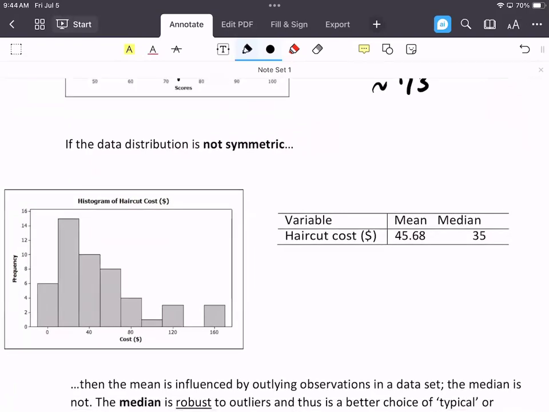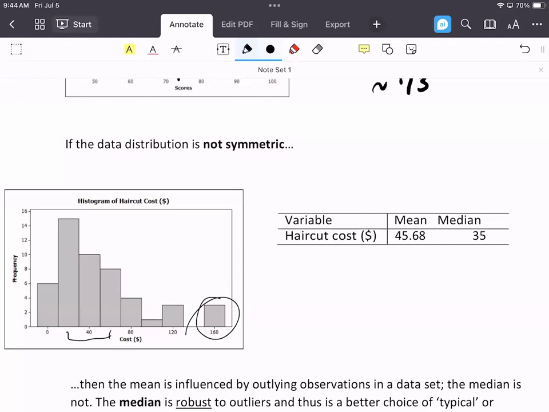What if the data distribution is not symmetric? And here we can see that most people paid between $0 and $120. The vast majority paid somewhere in the $20 to probably $60 range. But there are some people who paid $160 for a haircut. I'll be honest with you, I've been there. Yes, I have.